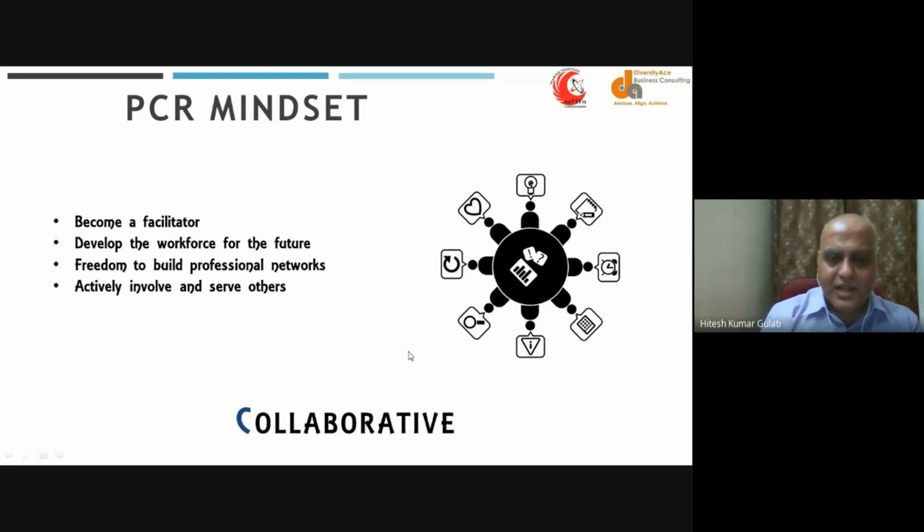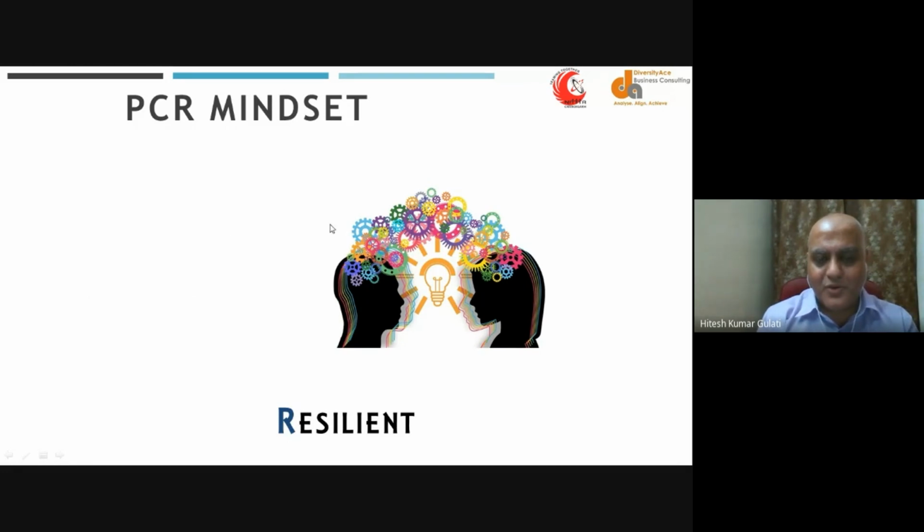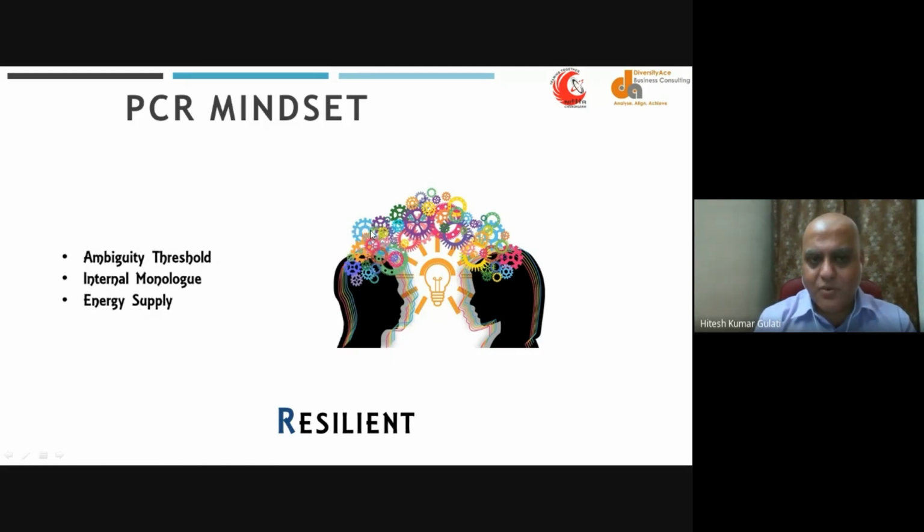And now comes the last part, which is one of my favorite parts, which I always say: resilience is one thing which every leader should have to survive in this VUCA world. And for building resilience, we have to work on three different dimensions. The three dimensions are ambiguity threshold, second is internal monologue, and third is your energy supply. So any idea what is ambiguity threshold?